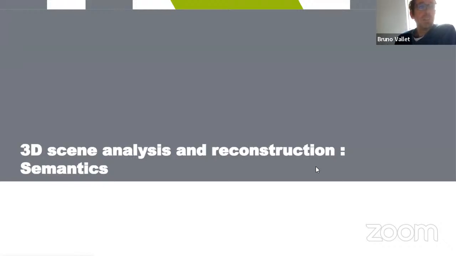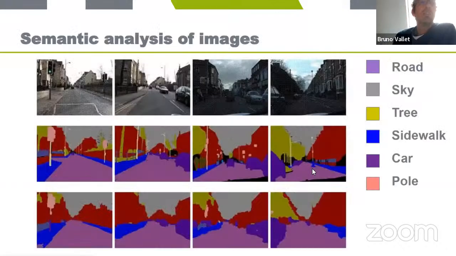So now that I've covered texturing, I'm going to go a little bit towards the semantics. So how do you analyze the semantics of the data you have acquired on your city? So this I'm not going to cover too much. Semantic analysis of images is a topic that has been very extensively studied by the computer vision community. So there are lots of things that exist to do that, and we have not researched particularly this kind of thing. We just use existing networks.